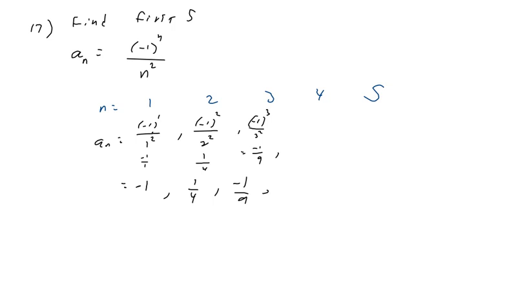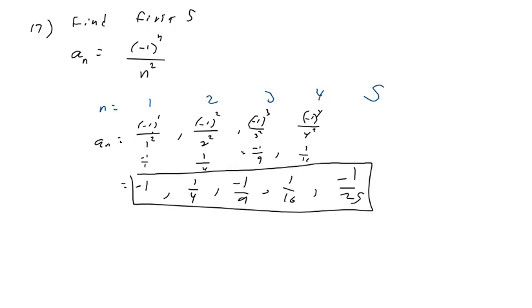So what's next? Negative 1 to the 4th power over 4 squared is going to be positive 1, right? 4th power, positive 1. 4 squared is 16, so it's 1 over 16. And then negative 1 over 25. And so you can see this becomes our pattern here. All the squared numbers, 1, 4, 9, 16, 25, on the bottom. And it changes: negative, positive, negative, positive, negative. And if we kept going, that pattern would repeat.